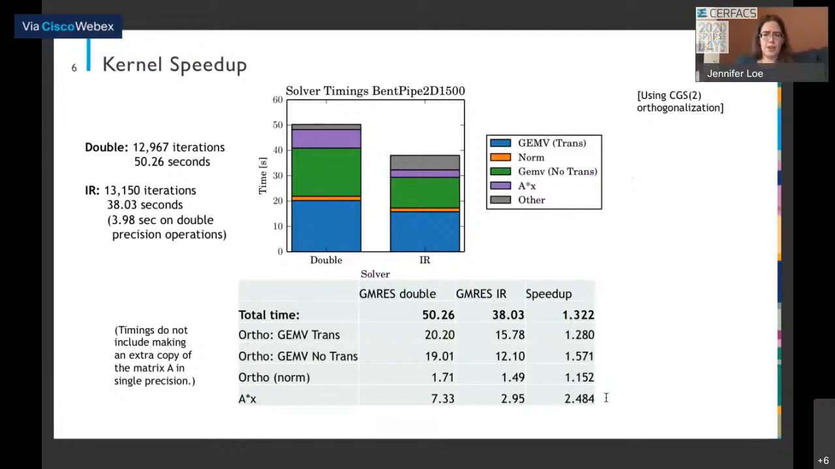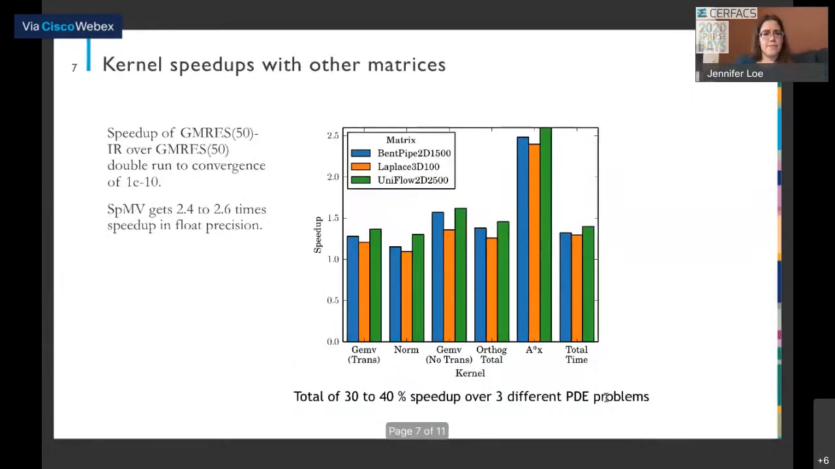And we've seen this with several other examples. So this is something we need to look more at. Why is this sparse matvec getting such a great speed up? And this, by the way, is all using classical Gram-Schmidt orthogonalization, 2 steps of CGS, or CGS2.